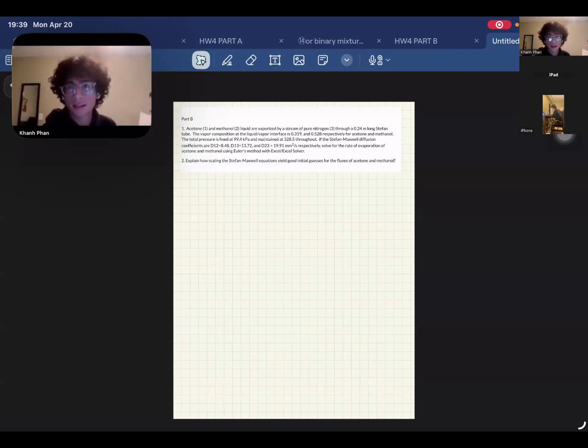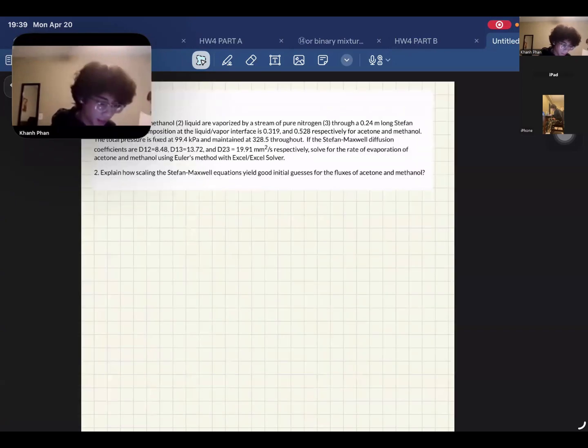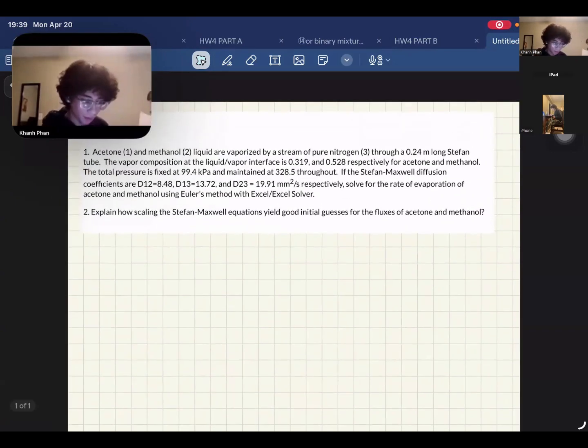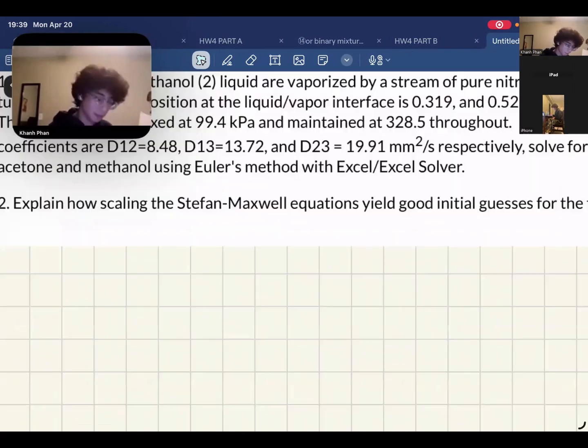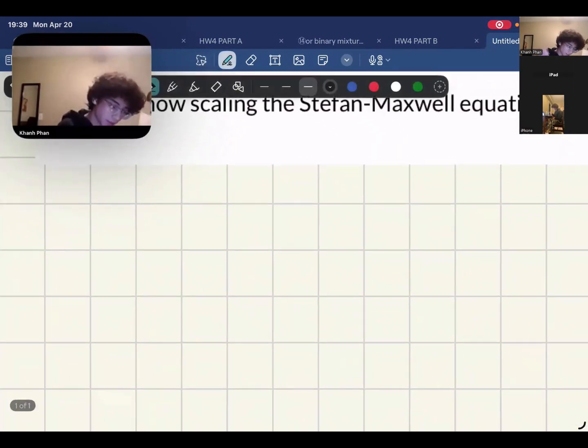Hi guys. So today we're gonna talk about the Stefan Maxwell equation and then how we can solve or guess for the rate of evaporation of any species or component. So we're gonna write out the equation.